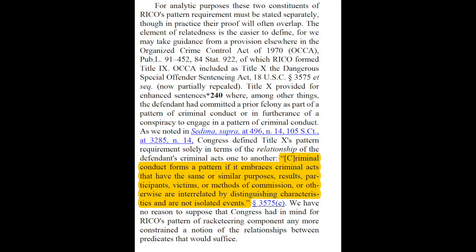Relatedness means that the acts of racketeering share the same or similar purposes, results, participants, victims, or methods of commission, or are otherwise interrelated by distinguishing characteristics. And that's found in the H.J. Inc. decision at page 240. So when you're looking at the acts of racketeering, and again, you might remember when we were talking about Boyle, we talked about the members of the enterprise sharing a common purpose. Well, here, under H.J. Inc., you need to show that the acts of racketeering share a common purpose.